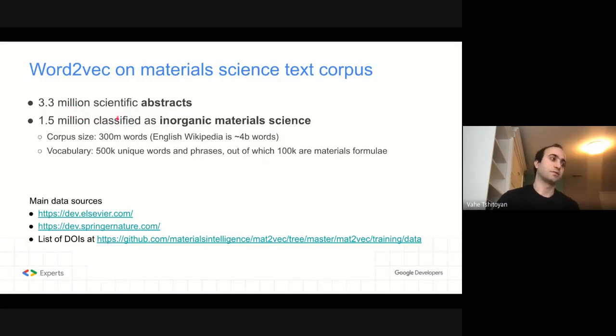This classifier is pretty straightforward to build using some standard NLP. This is not a very crucial step, but the key here is we made the corpus even more specialized. The size of the corpus ended up being 300 million words. To give you a comparison, Wikipedia is something like 4 billion words. So it's not a very large corpus, about a tenth the size of Wikipedia. We had 500,000 unique words and 100,000 material formulas, again highlighting that this is very specialized. And here I put a link to the list of papers that we actually used, if anyone wants to go and try to reproduce this.